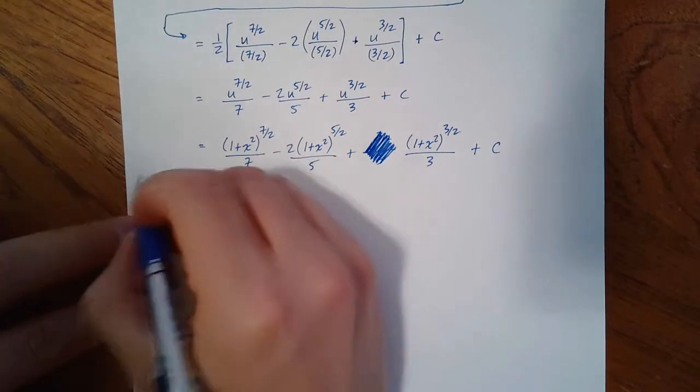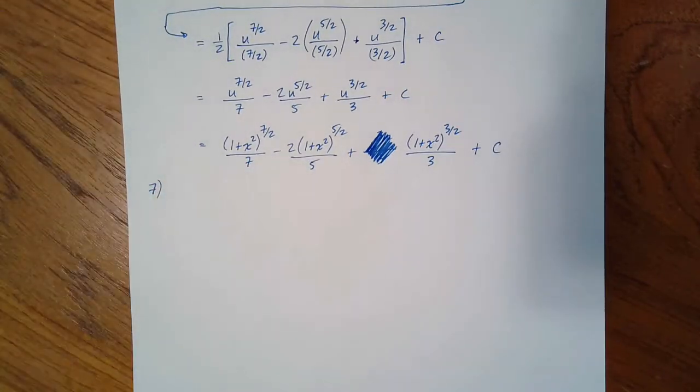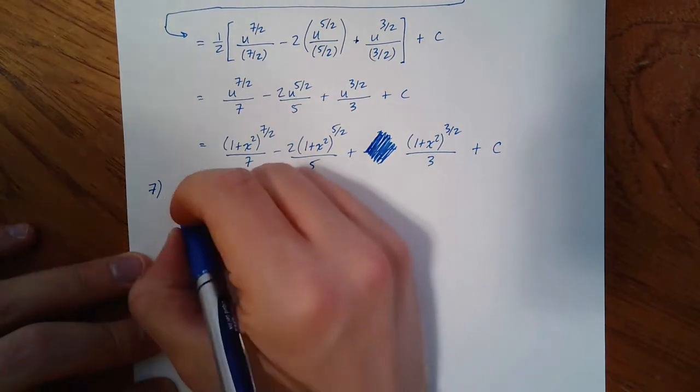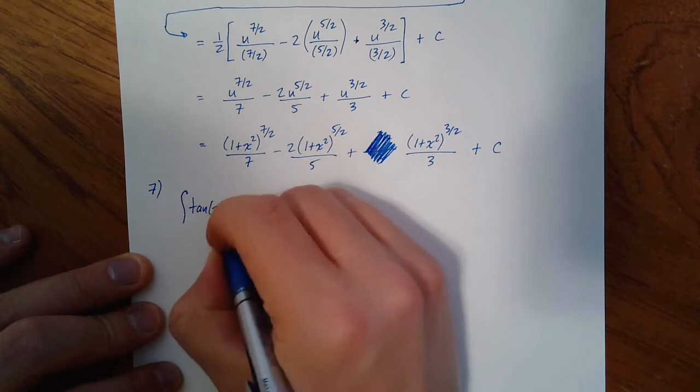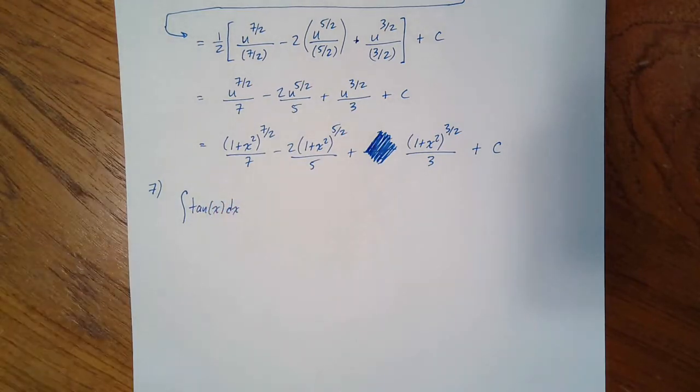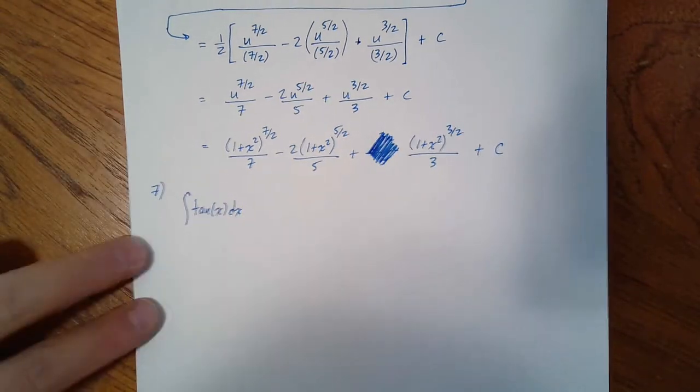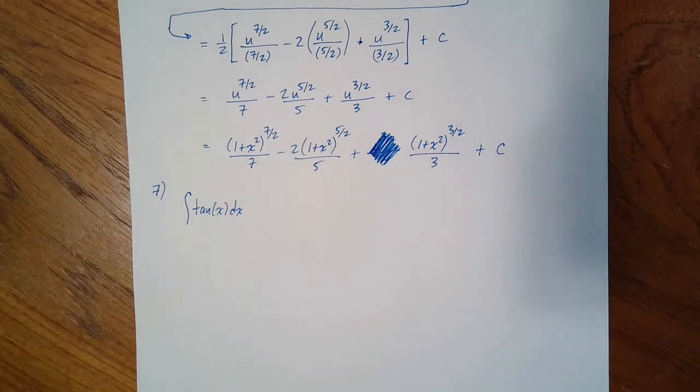So I have one last example in this list, and then we'll look at some definite integrals and how you can use substitution to do definite integrals. So let's say I have the antiderivative of tan of x with respect to x. So, well, what is the substitution going to be?